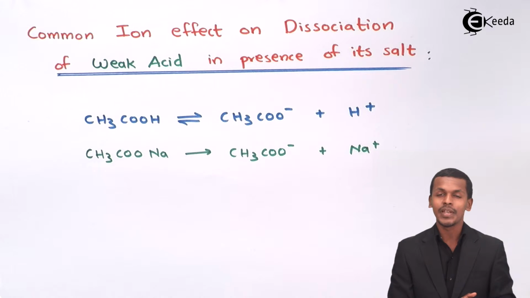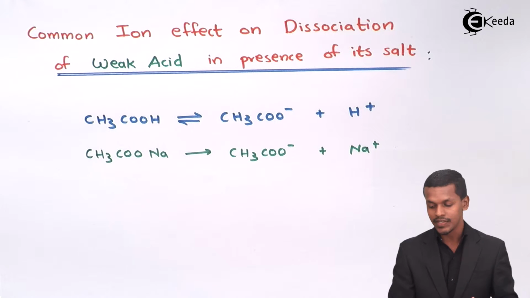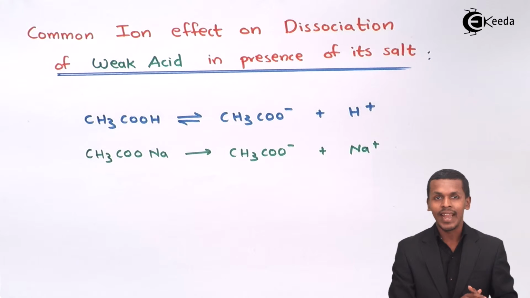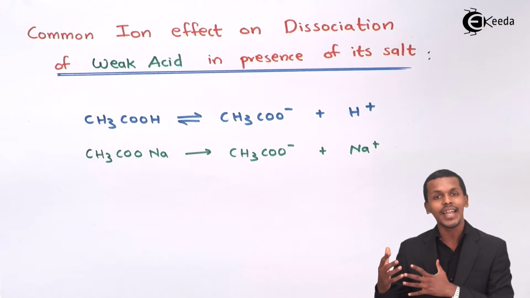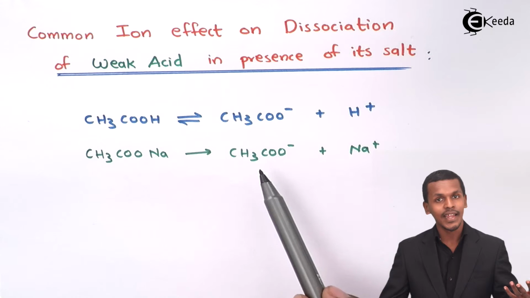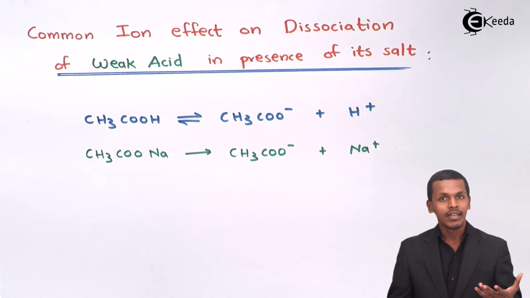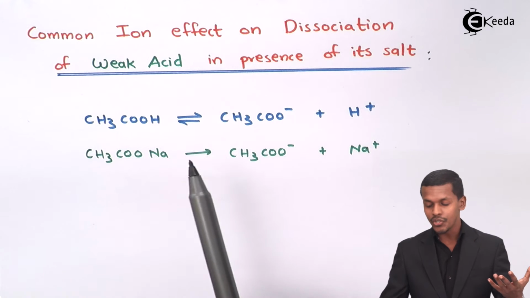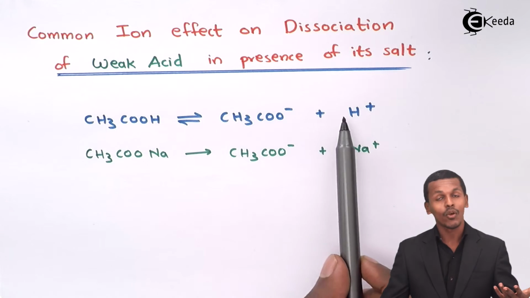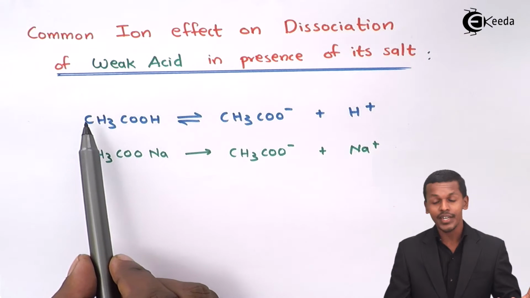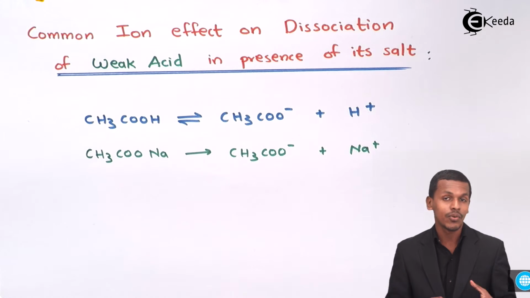According to Le Chatelier's principle, as we know, so as to reduce the stress, the reaction will move from the right to the left; the equilibrium will shift from right to left. Since the concentration of the acetate ion is more on the product side, to maintain the equilibrium it will shift from right to left. So the combination of the acetate ion along with the H plus ion will go on increasing, and the acetate ion is converted into acetic acid, that is CH3COOH.